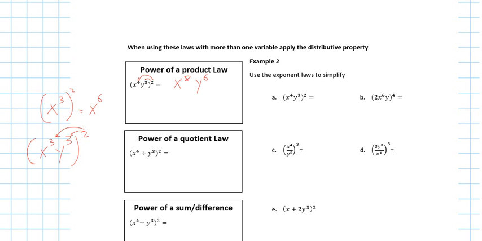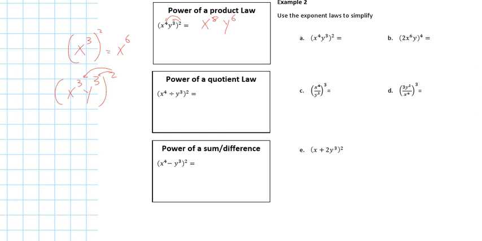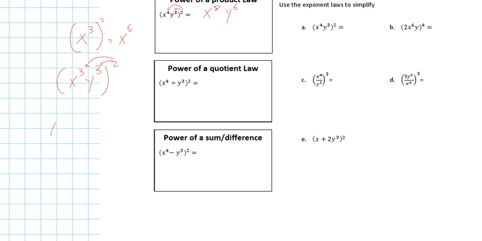Now, the tricky part is going to be this. What if I have 2xy^4 to the power of 3? What do I do? Now, remember, guys, when we're doing this, we're multiplying the exponents. What's the exponent on the 2? 1. What's the exponent on the x? 1. If you don't have exponents, write them. Write the 1. It makes your life easier.